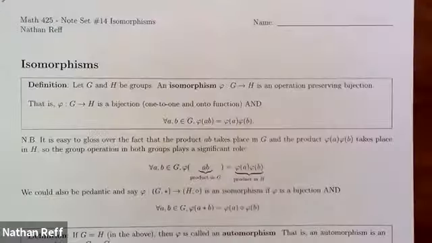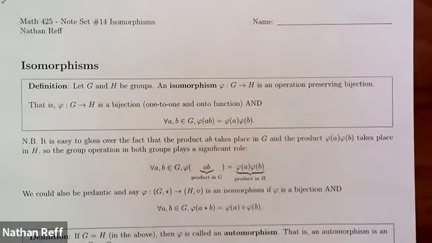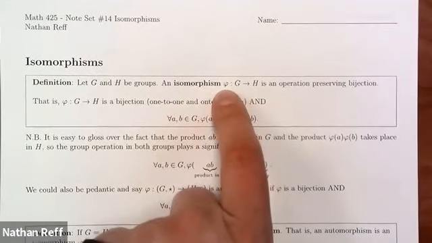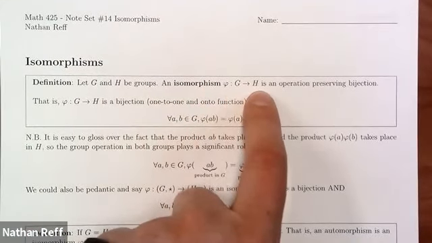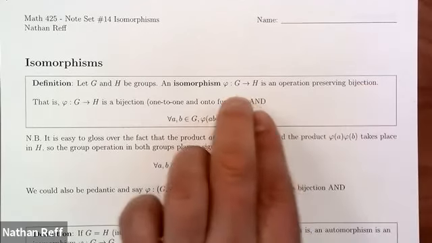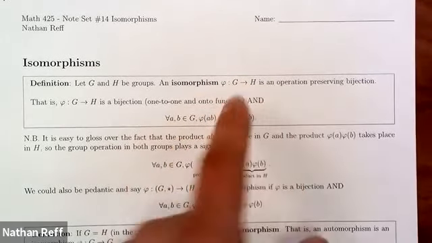So, let G and H be groups. An isomorphism is a function from G to H, and it's an operation-preserving bijection. So not only is it a bijection of those things being sets, right?